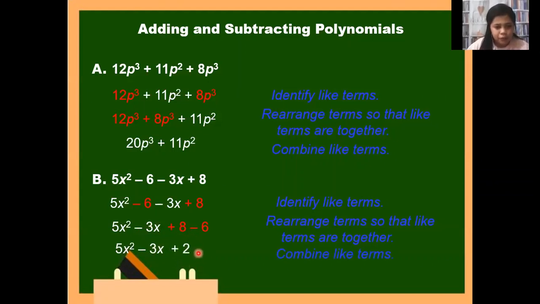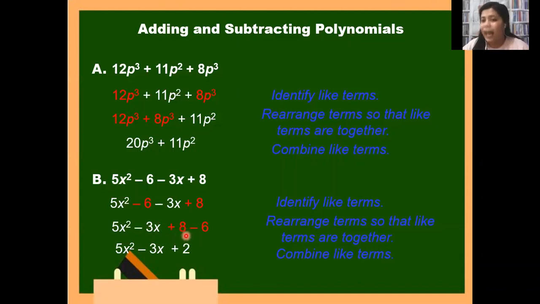So the answer will be 5x squared minus 3x plus 2. Why, teacher? Because I have here 5x squared. Since wala siyang katulad, we bring it down. Next is negative 3x. Wala rin siyang katulad. So again, copy lang yan.